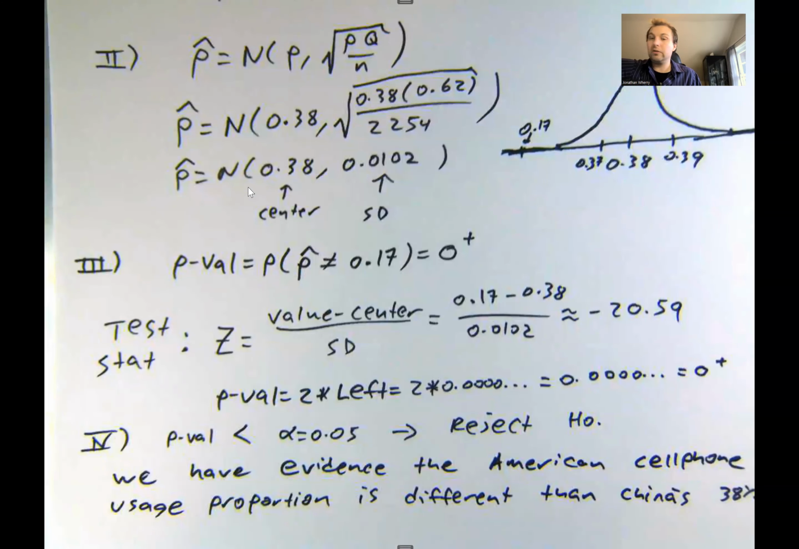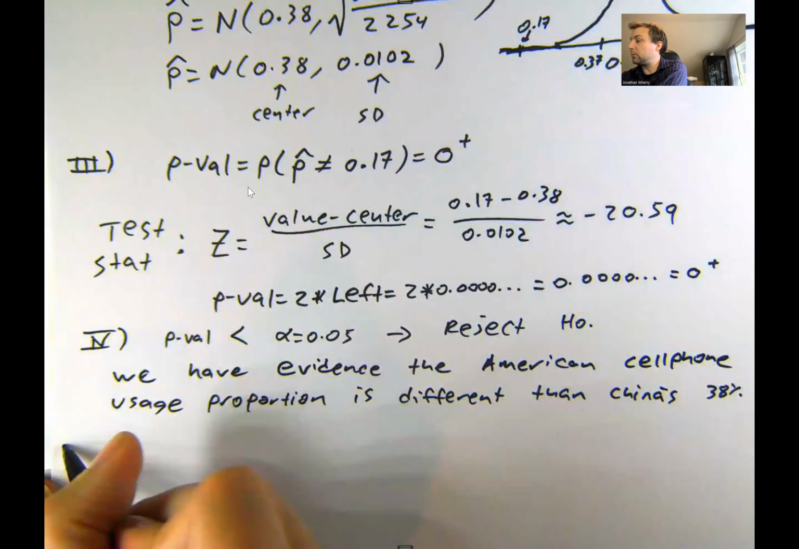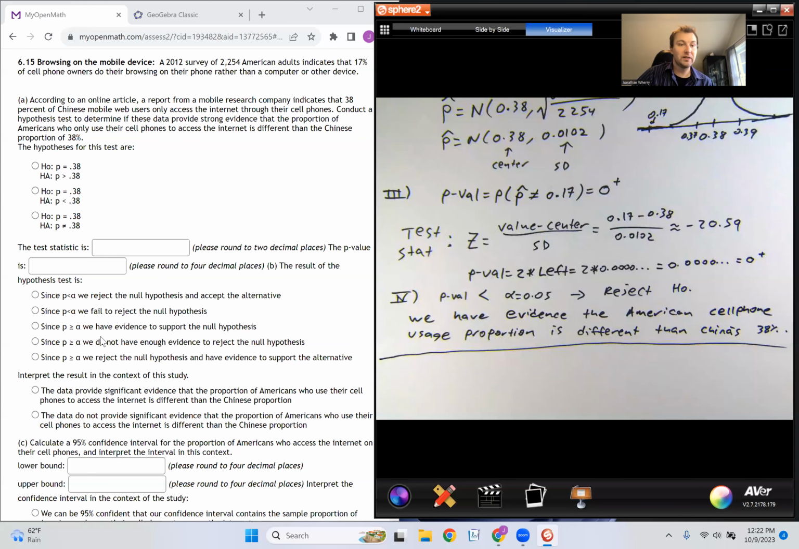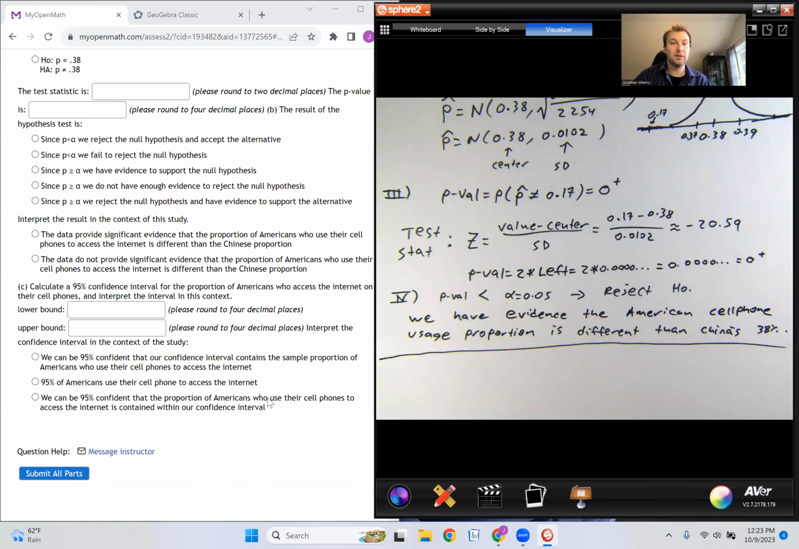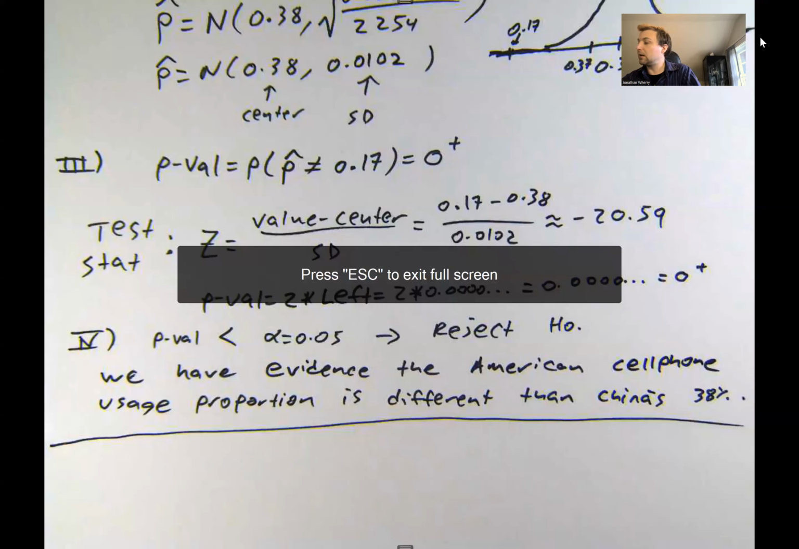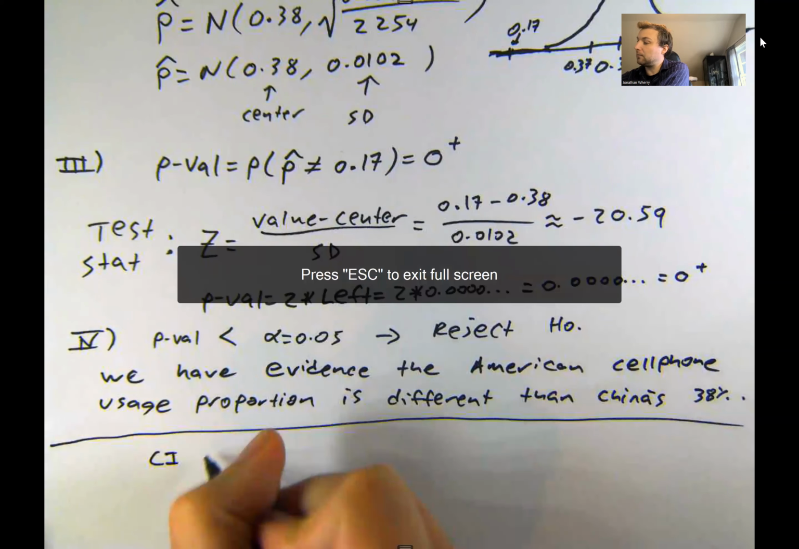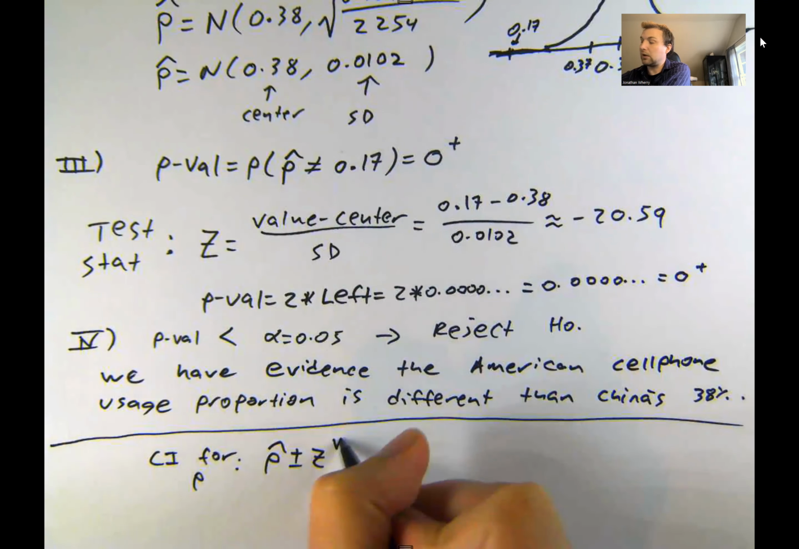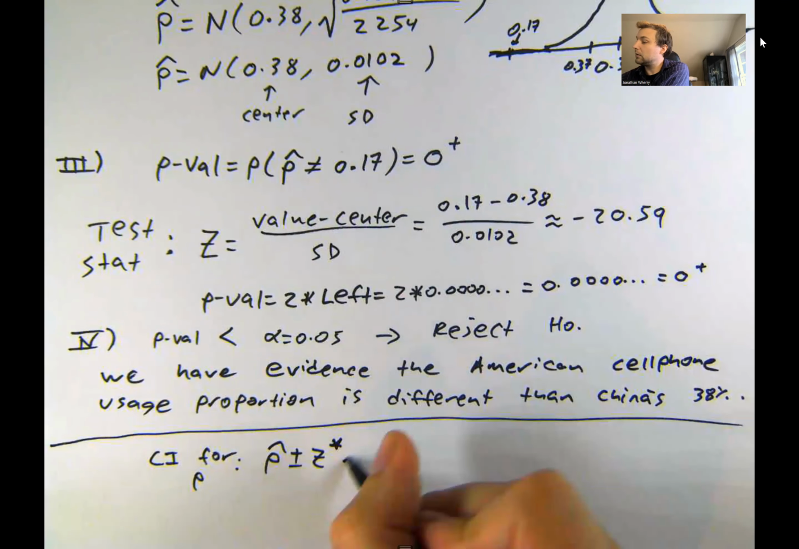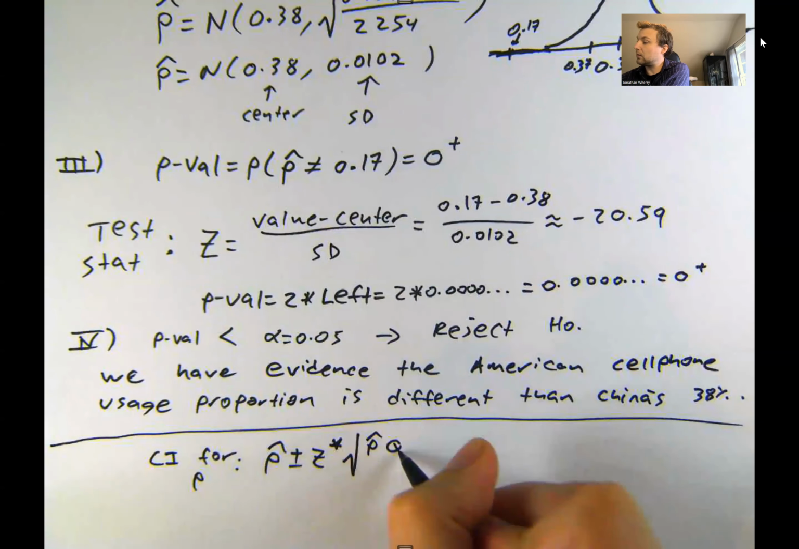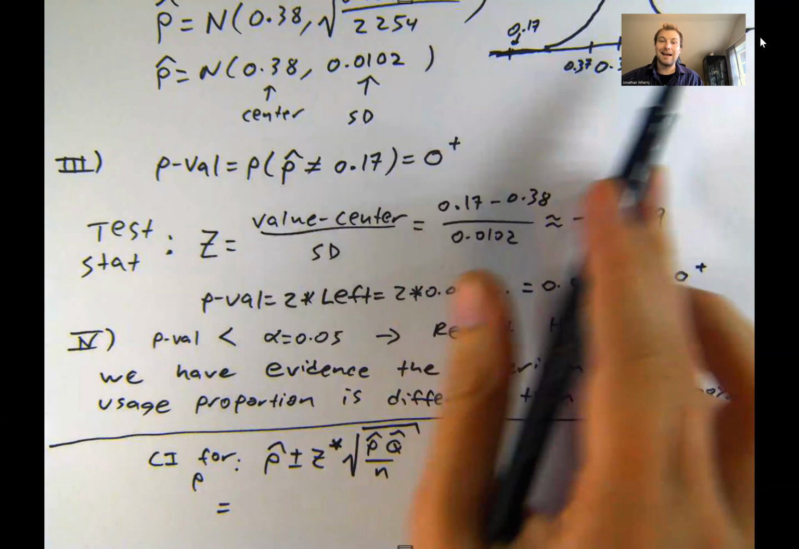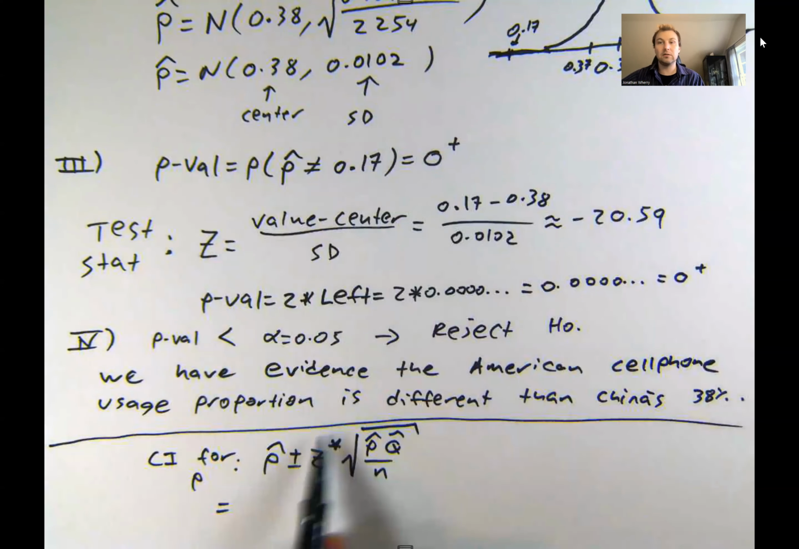So a follow-up question to this might be, okay, it's different than 38%, but what should I expect? And that's the next part of this question. It says calculate a 95% confidence interval. So if I wanted to make a 95% confidence interval for p, then I'm looking at p hat plus or minus my critical value z star, square root p hat q hat over n. In the previous problem, both my tails had an alpha level of 5%, so it makes sense to use 95. 5 and 95 are complements.